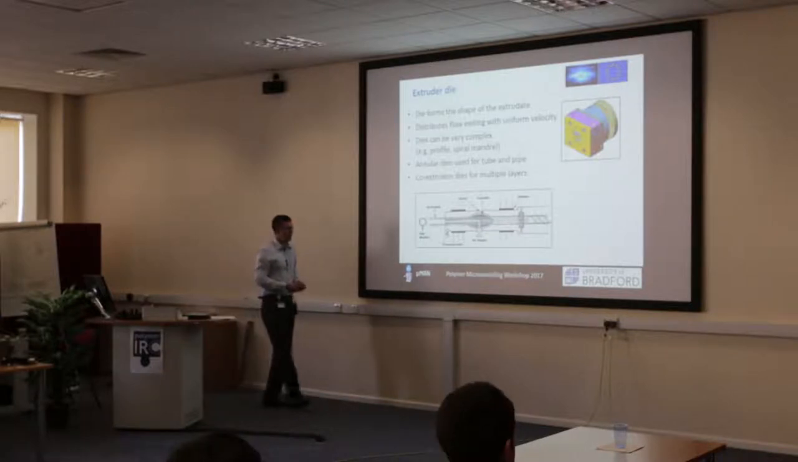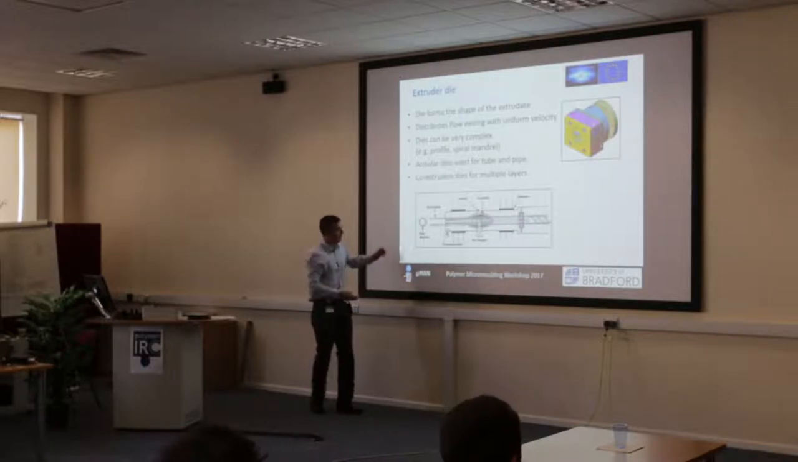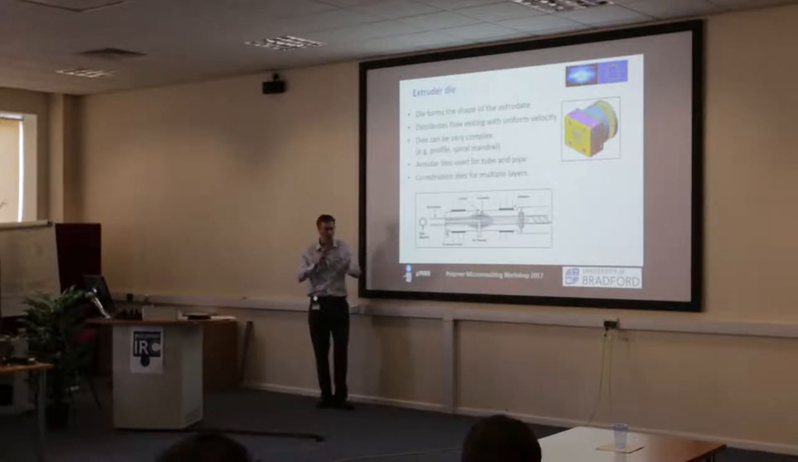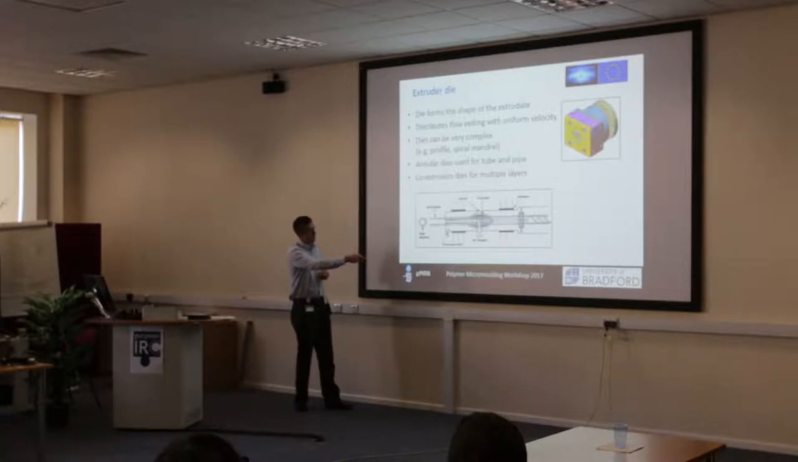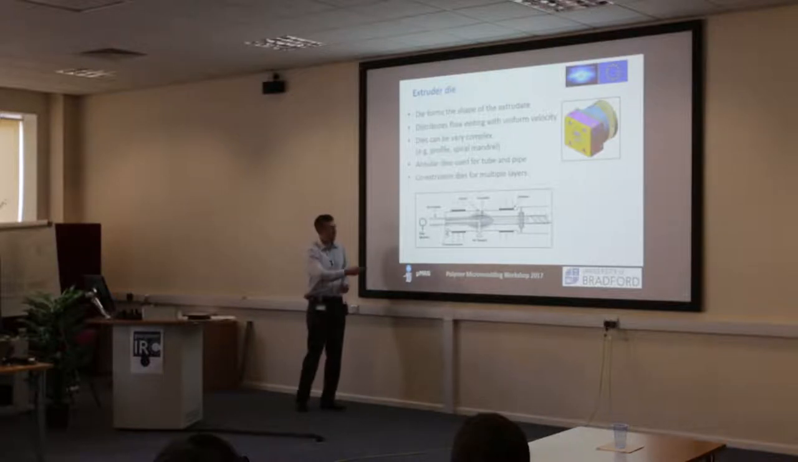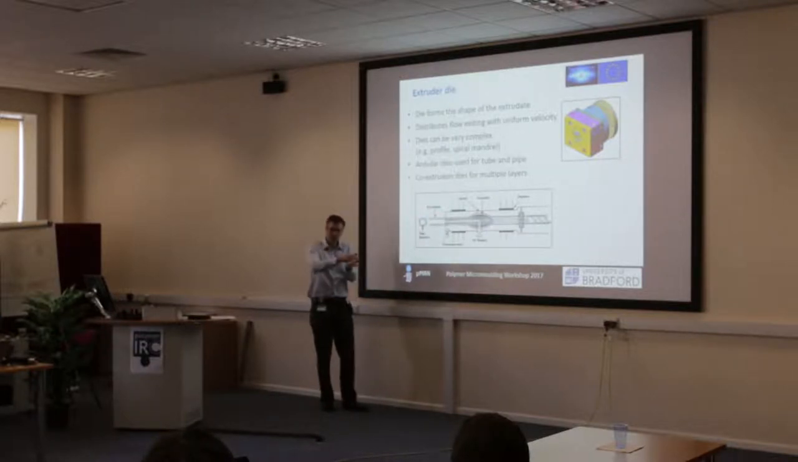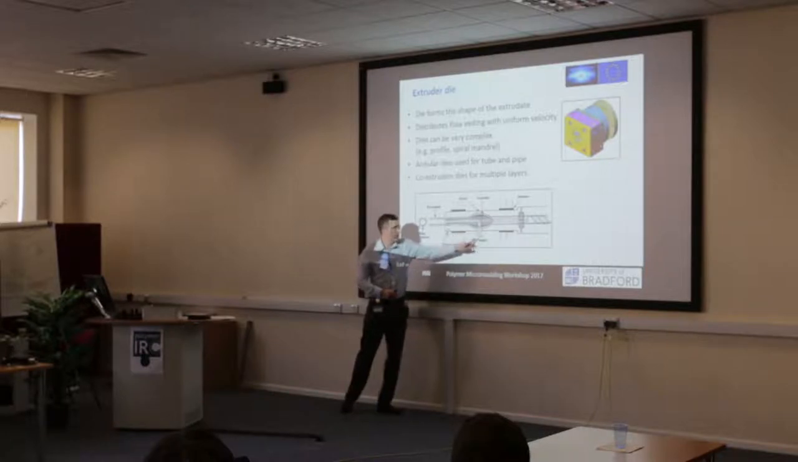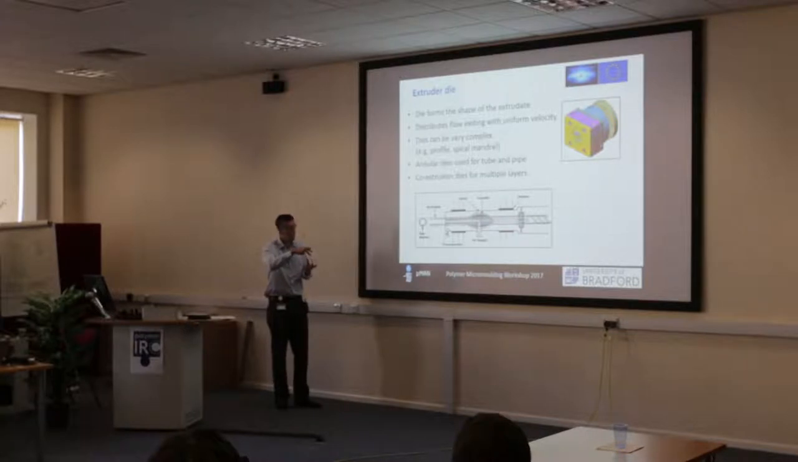This is an example of a die whereby the extruder screw finishes there, the polymer's forced down here, but this is to form a pipe, so it's a hollow pipe section. And the way this is done is with what's called a torpedo. There's a kind of torpedo shape there where the polymer has to flow around that shape, and when it comes out of the other side, it's in the form of an annulus, it's hollow. But to stop it collapsing back down, we have to add air into the middle of it. So we have a positive air pressure, which holds the outer surface of the pipe open.